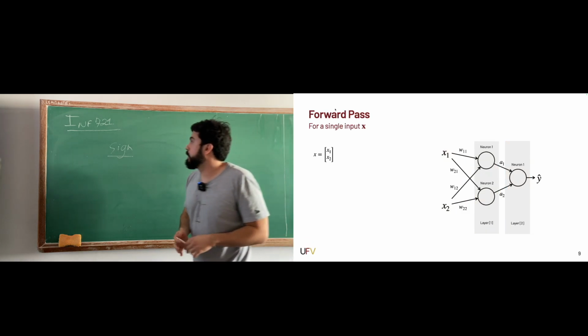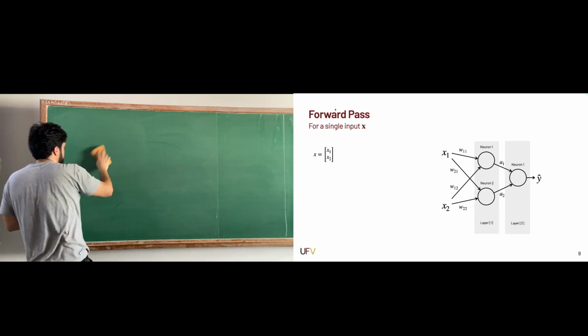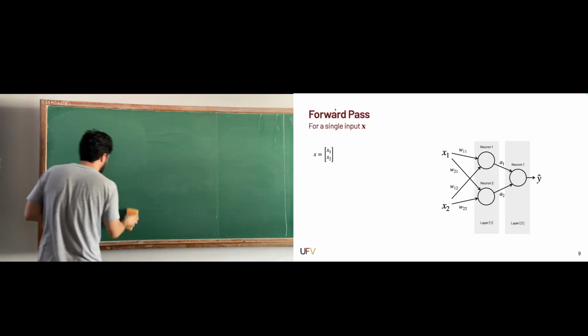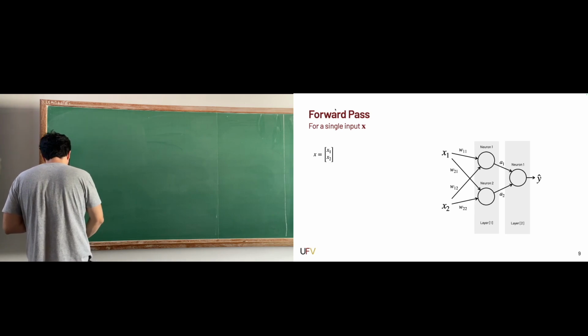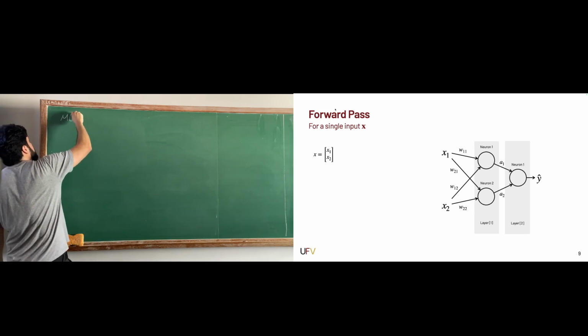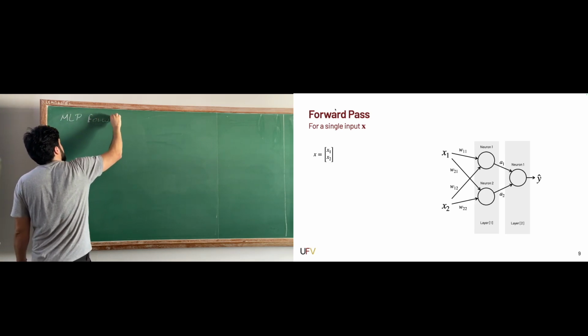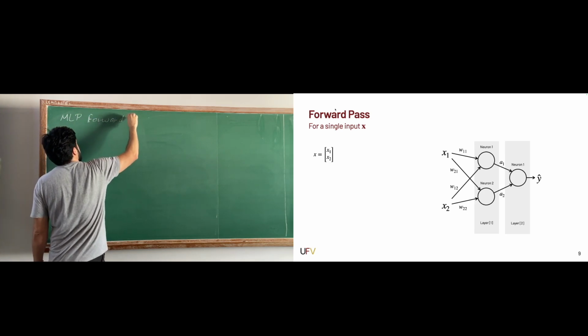So, okay. Now let's see how a multi-layer perceptron or MLP can compute outputs. We call this process the forward pass.